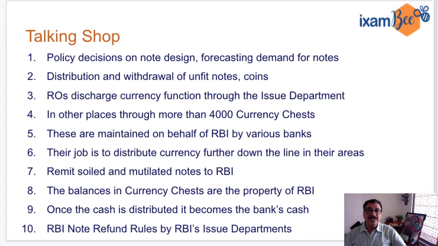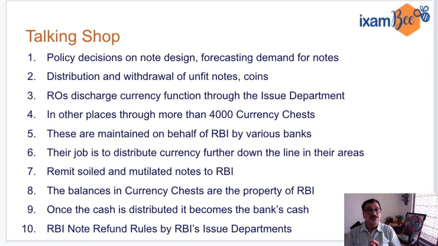So the RBI regional office places its indent with the central office. The central office places indent with the presses. When the notes come, they are sent to the respective regional offices as per their demand. And then once the demand is met, the regional offices start sending these notes, remittances as we call them, to various currency chests.